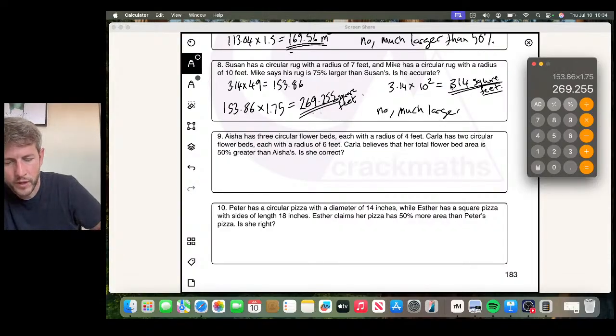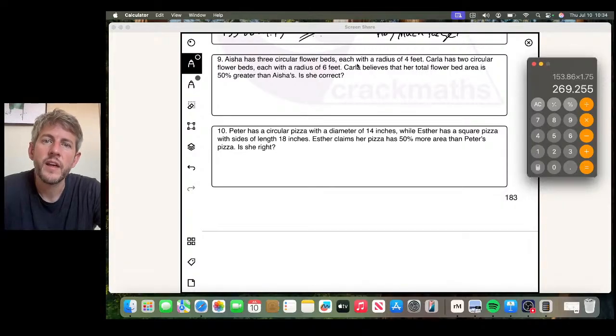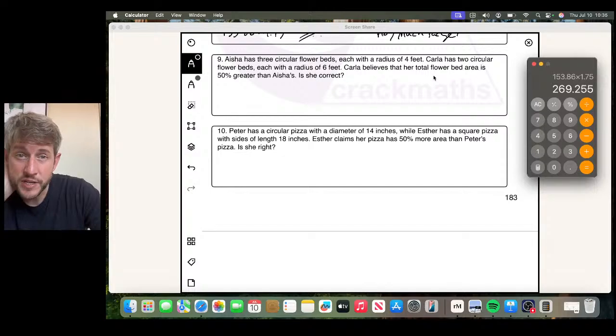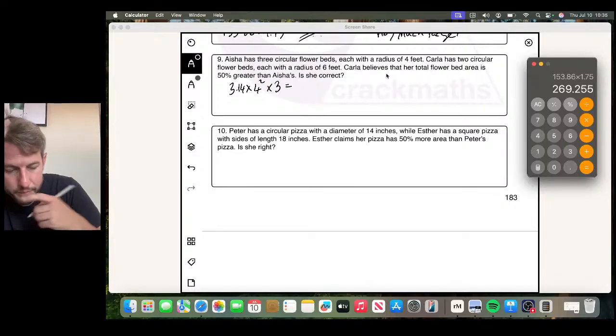Okay. Right, question 8. Aisha has 3 circular flower beds, each with a radius of 4 feet. Carla has 2 circular flower beds, each with a radius of 6 feet. Carla believes that her total flower bed area is 50% greater than Aisha's. Is she correct? Okay, they're all being pretty wrong so far, but let's have a look. So, Aisha, radius 4 feet, 3 of them though. So we've got 3.14 times 4 squared, but then we're going to have that times 3 because there's 3 of them.